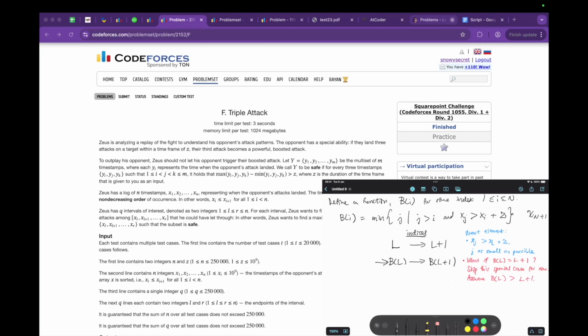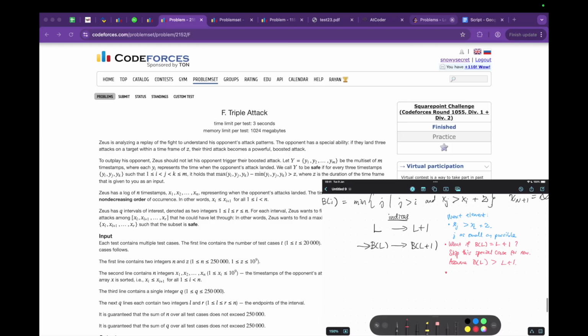So here is another question that arises. What if BL equals BL plus 1? So indeed, this is another special case which we would currently skip, and we would come back to this later. So for now, let's assume that BL is not equal to B of L plus 1. And we would just assume these two conditions in general as well.